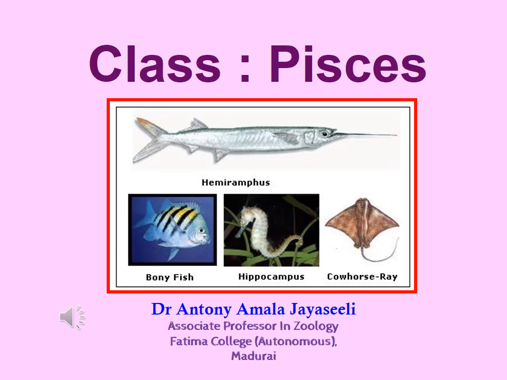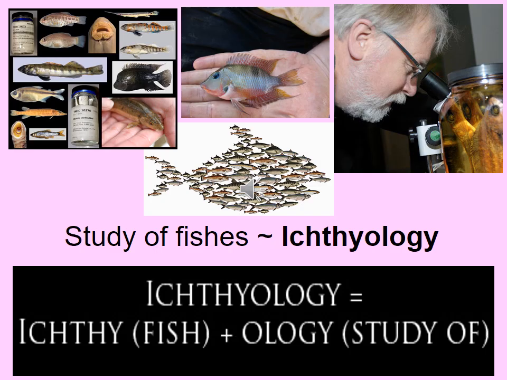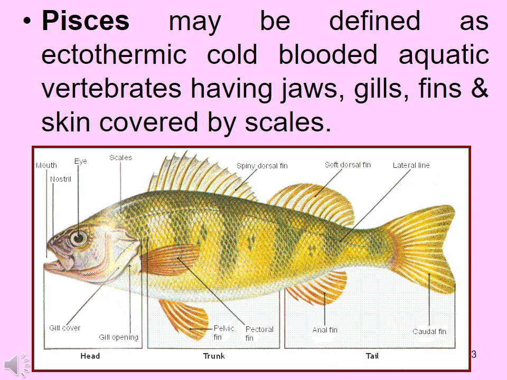Today I'm going to talk about the general characteristic features and classification of class Pisces. The study of fishes is called ichthyology. Ichthy plus ology is equal to ichthyology, which refers to the study of fishes. Fishes may be defined as ectothermic cold-blooded aquatic vertebrates having jaws, gills, fins, and skins covered with scales.